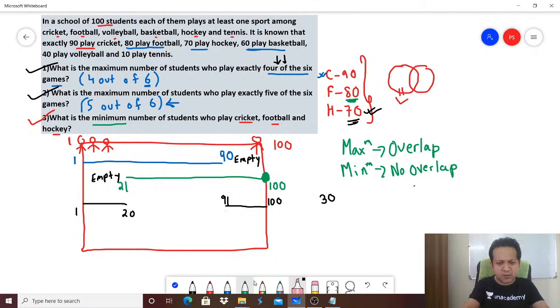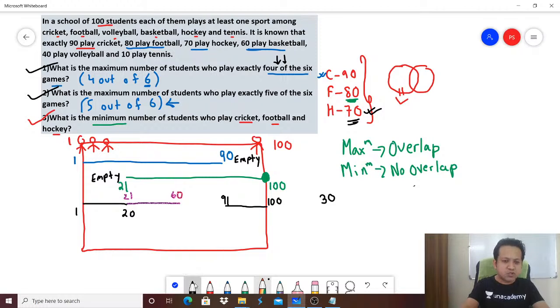There will be overlap, so I don't have a choice. I need to draw a line of length 40. Wherever you draw, let's say I drew it here, let's say here. So how much? 21 to 60. Remember, out of 70, 30 has already been drawn. So I need to draw a line of length 40.